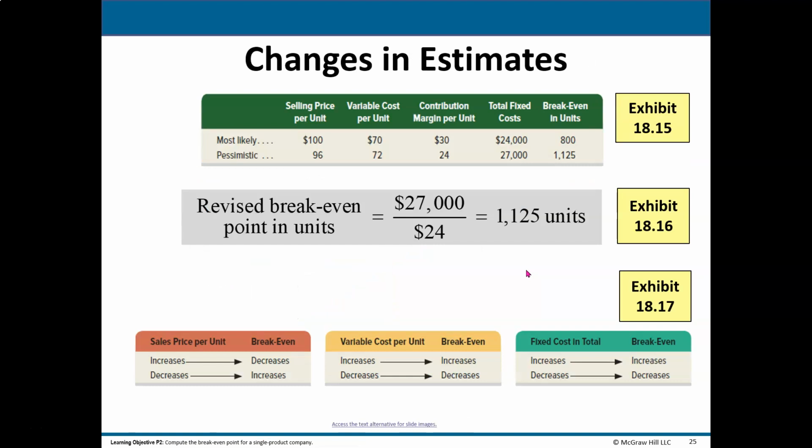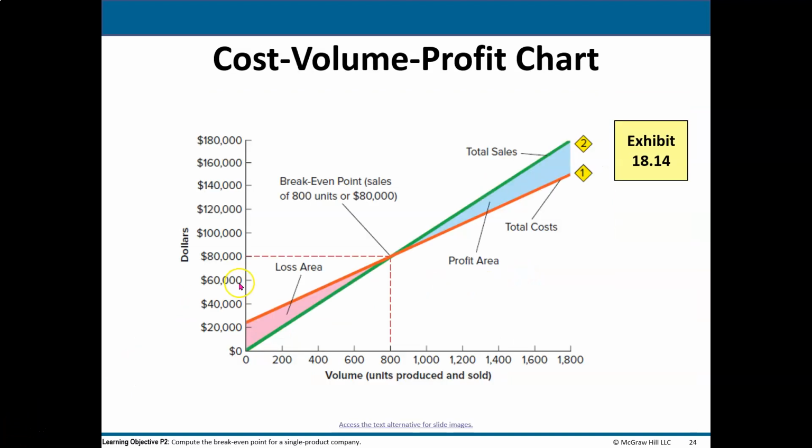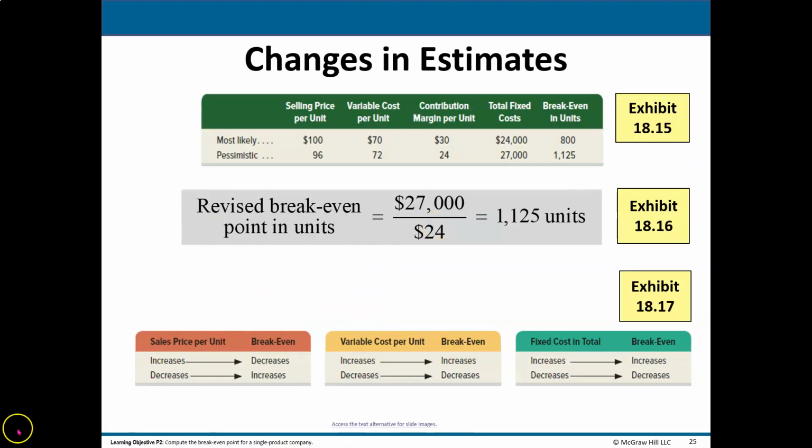Now let's take a look at changes in estimates because we're making certain assumptions here. We're making assumptions that our fixed costs are $24,000. We're making assumptions that our sales price is $100 per football, and our variable costs are $70 per football. But what if something changes?